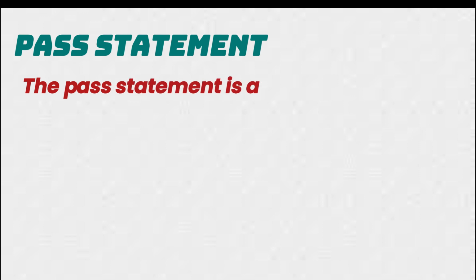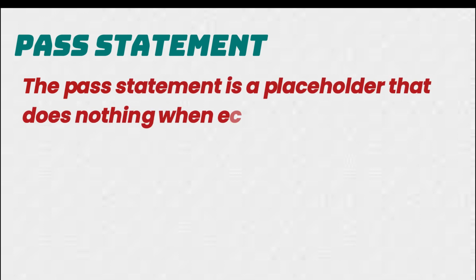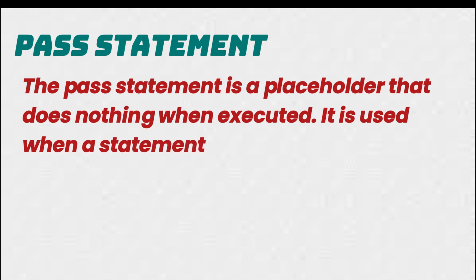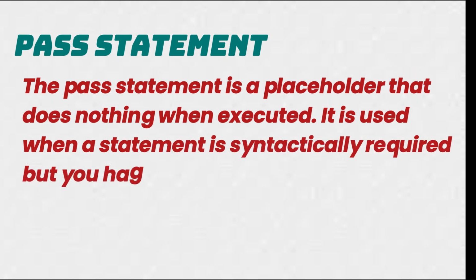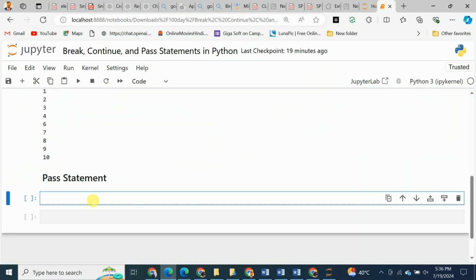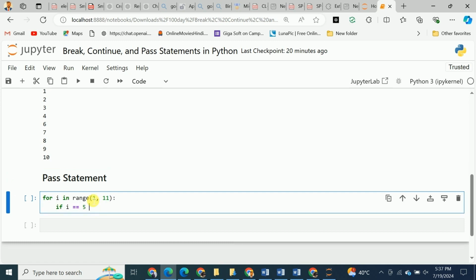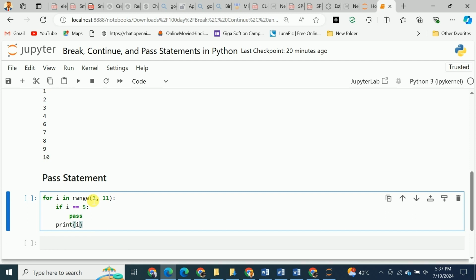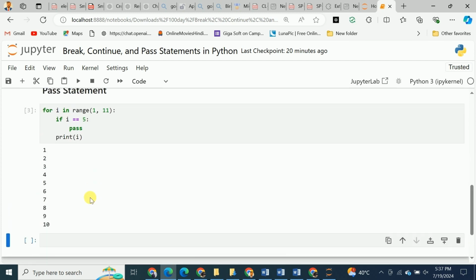Pass statement. The pass statement is a placeholder that does nothing when executed. It is used when a statement is syntactically required but you have nothing to write. For example: for i in range(1, 11): if i == 5: pass; print(i). In this example, the pass statement does nothing, so the output will be the same as if pass wasn't there. Output: 1, 2, 3, 4, 5, 6, 7, 8, 9 and 10.